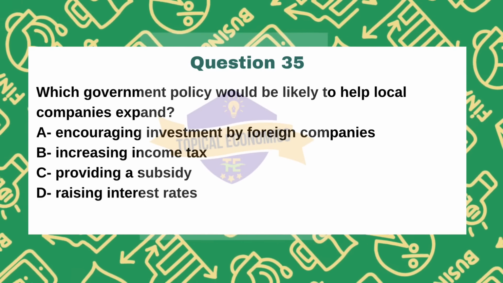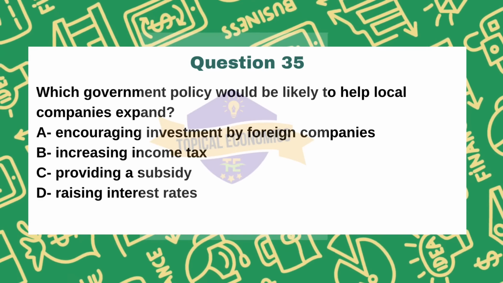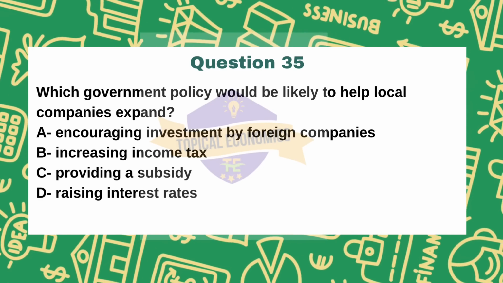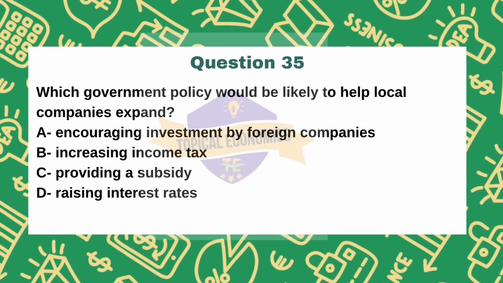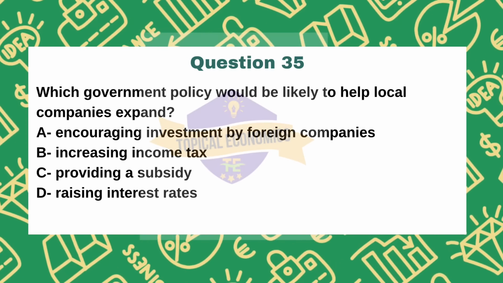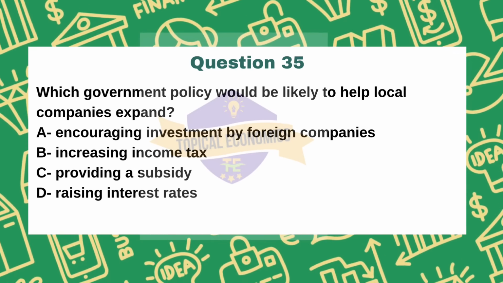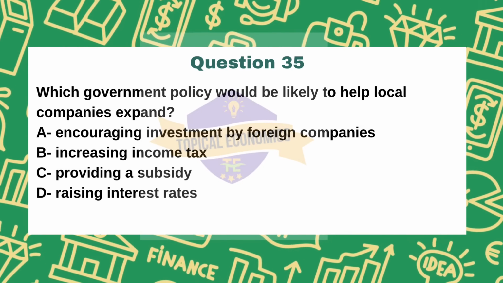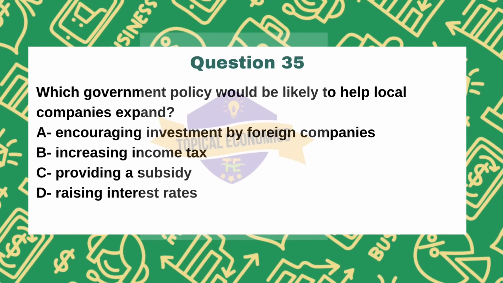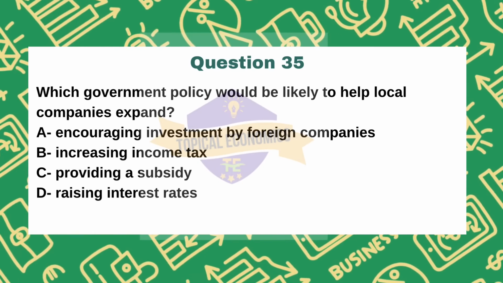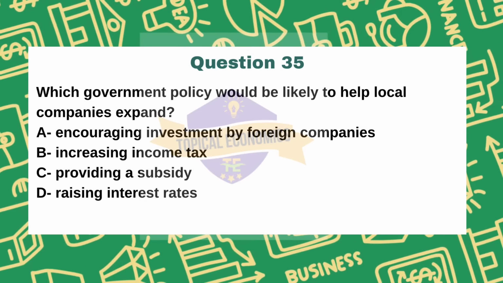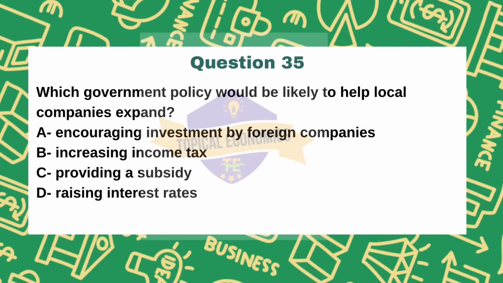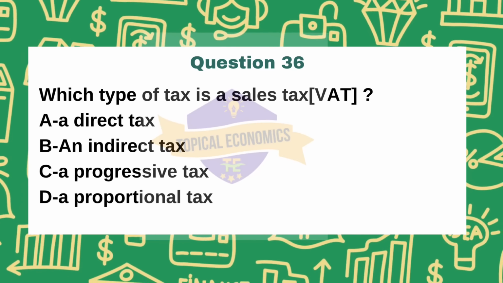Next, option B, increasing income tax. Higher income taxes can reduce disposable income for consumers and potentially decrease spending, which can negatively impact local businesses rather than support their expansion. Lastly, option D, raising interest rates. Higher interest rates typically make borrowing more expensive, which can deter companies from taking loans for expansion. This policy would likely hinder rather than help local companies. Moving on to question 36.